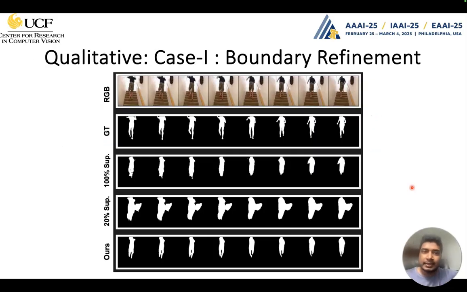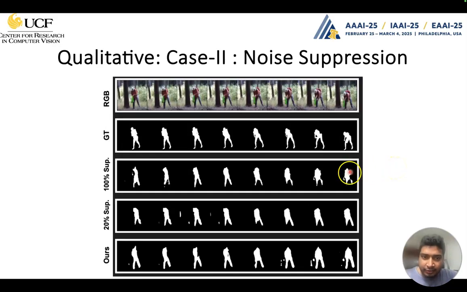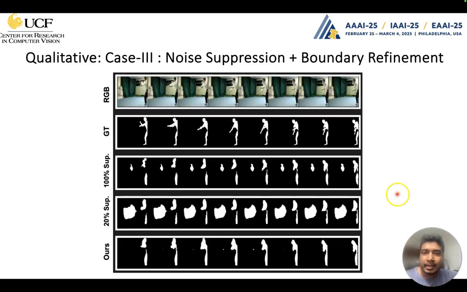Now moving on to qualitative analysis, we show 4 different types of cases. Firstly, we show boundary refinement, where you can see that even the fine-grained aspect is better than the 20% supervised and 100% supervised models. For noise suppression, you can see that with the previous model, like the 20% supervised, there is some noise which is suppressed by our model. Finally, this case joins both the noise and the boundary refinement, which is a very difficult case, and our model is able to perform both noise suppression and boundary refinement.